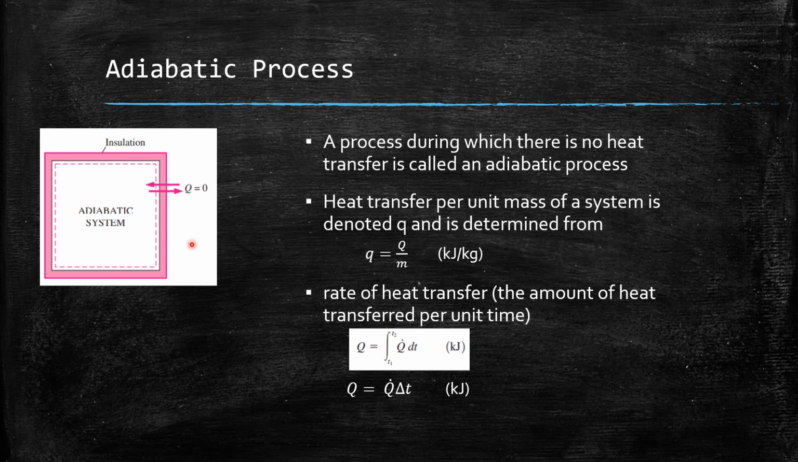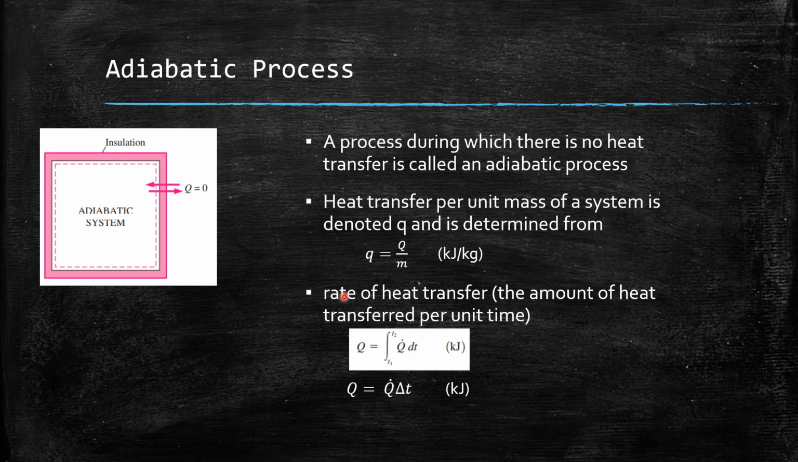Either the system is well insulated so that only a negligible amount of heat can pass through the boundary, or both the system and the surroundings are at the same temperature, and therefore there is no driving force. There is no temperature difference for heat transfer.